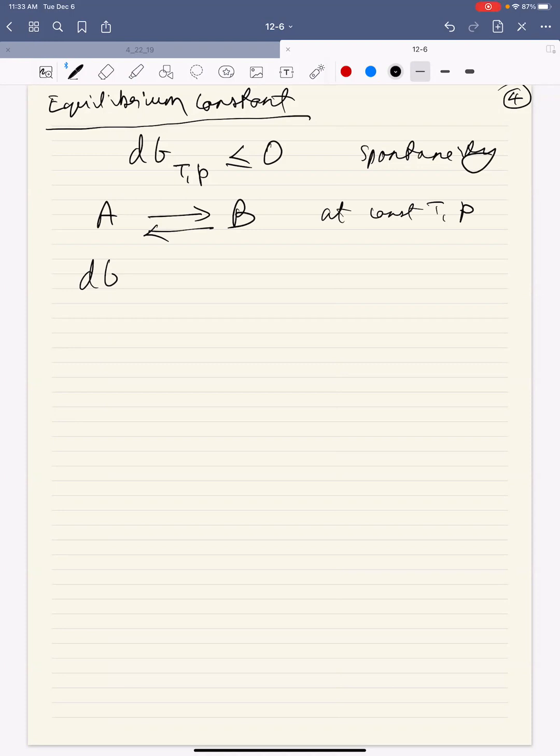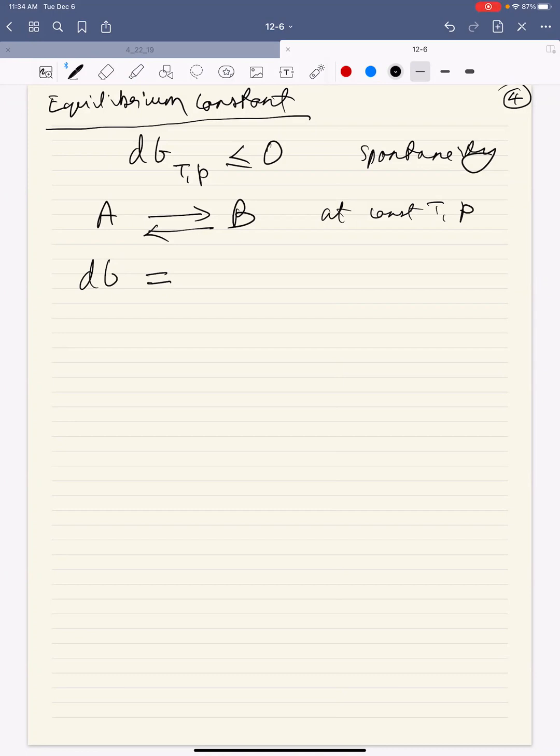At constant T and P, what can we say about dG? How much is it going to be? No. And the third one? Now we have a chemical reaction. We cannot hide behind it. Right? Exactly. So mu dN, right? So we have to think about the mu dN term.